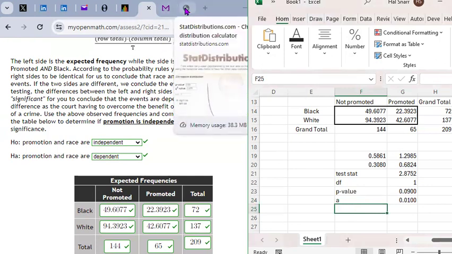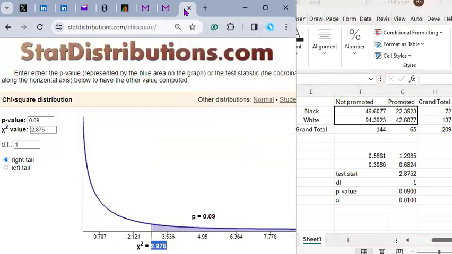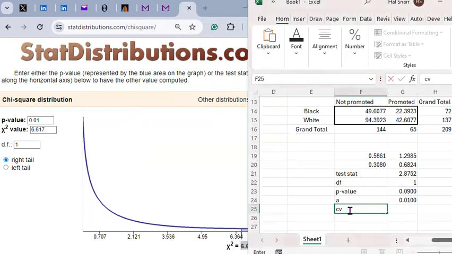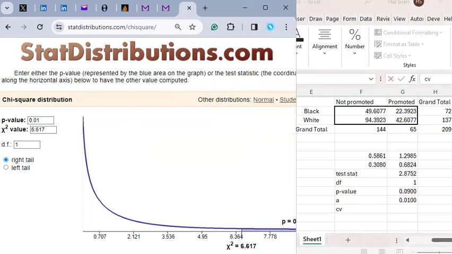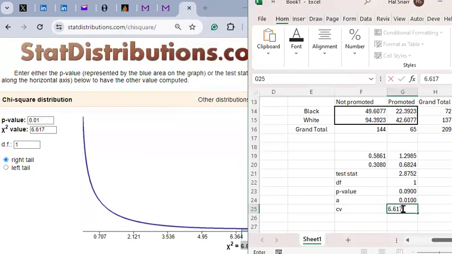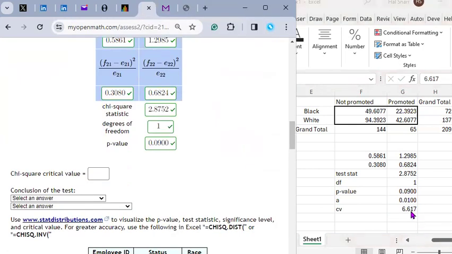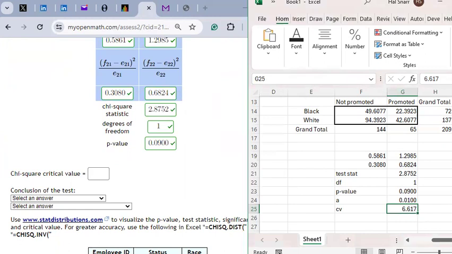So you can get the critical value in statdistributions.com. I'm going to change the p-value to 0.01. And notice the chi-square value is out here at 6.617. That is the critical value. The critical value looks to be larger than the test statistic. Now, this might not be very accurate. We expect it to be 6.617, right?